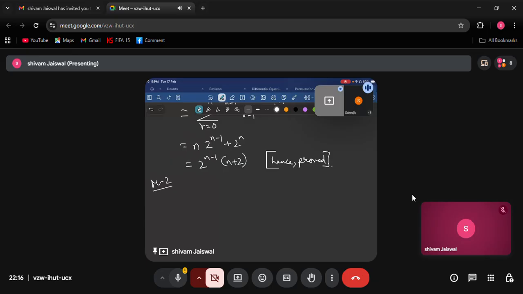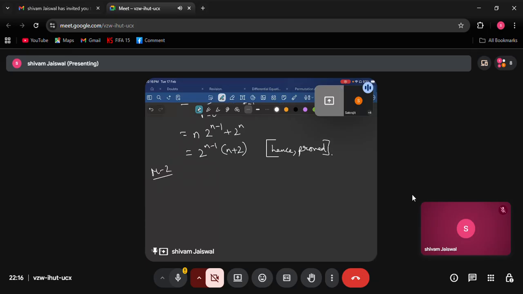Okay, pay attention. So what I'm going to do is (1 plus x) to the power n is equal to C0 plus C1x plus C2x squared plus dot dot dot plus Cnx to the power n. Now over here, I need 1. Over here, I need 2. Over here, I need 3. And over here, I need n plus 1.